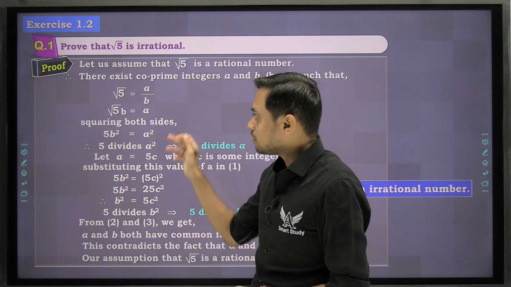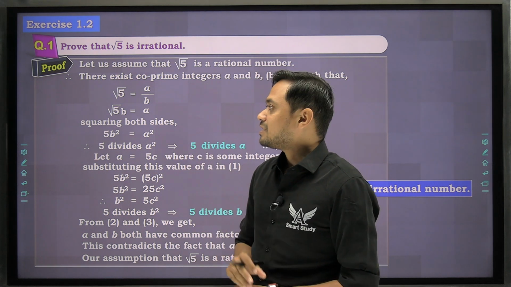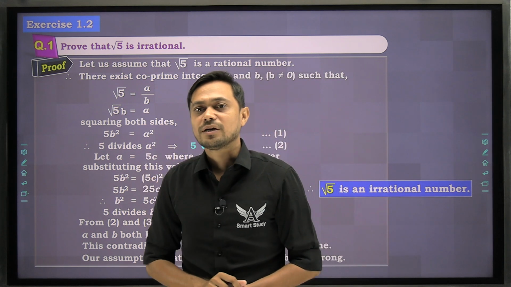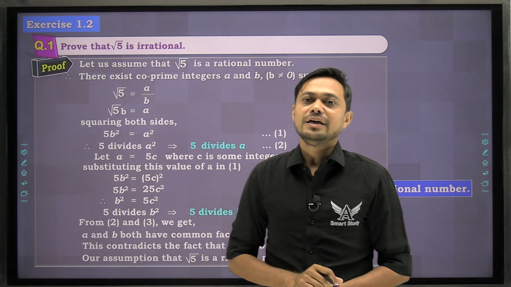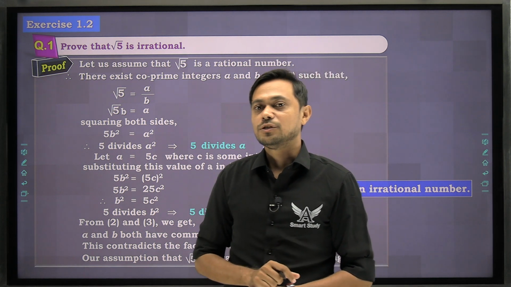So here the most important thing is this mathematical step, and whatever number is given to you, like root 5, root 2, root 3, root 7, by using this mathematical step you can easily prove it is an irrational number. So this question is very important for you, so you must prepare this question.